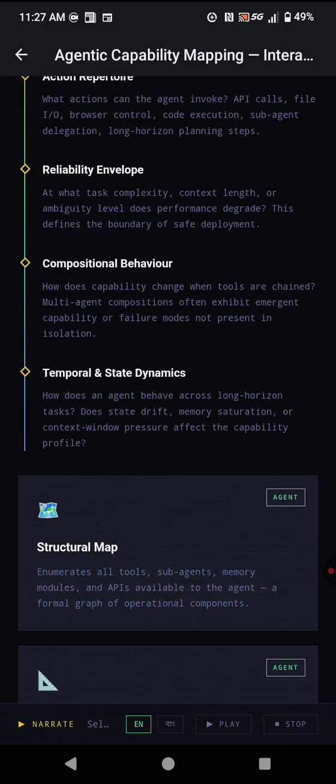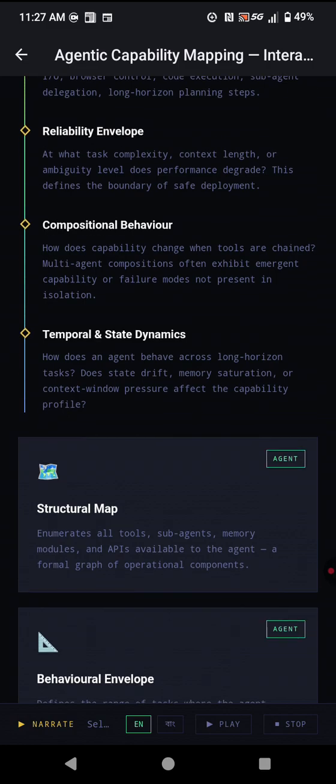So when we have multiple agents working together, how does their behavior change? Of course, if it is a single agent, it is easy to map the capability, but when multiple agents are working together, how does it change, and is there any emergent capability, or for instance, does it develop some capabilities over time? Then we have, yeah, that's the next thing, temporal and state dynamics. How does an agent behave across long horizon tasks? Does state drift, memory saturation, or context window pressure affect the capability profile?